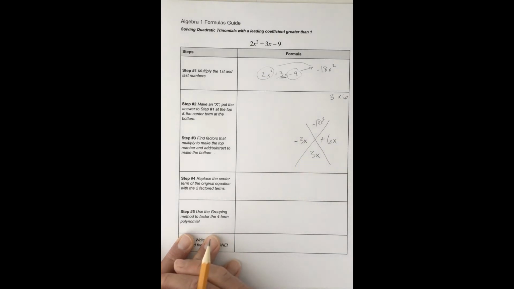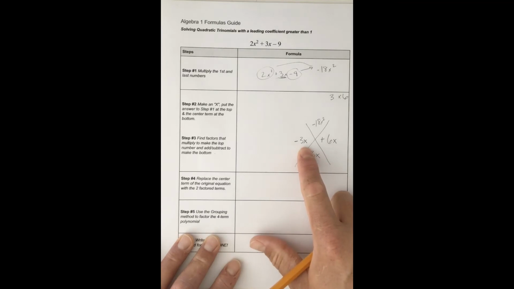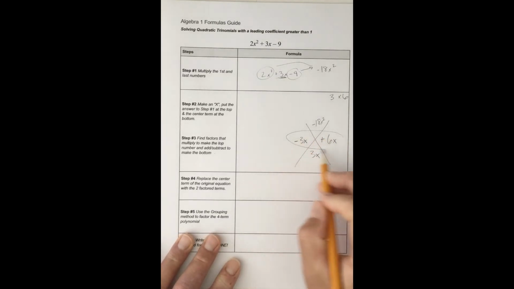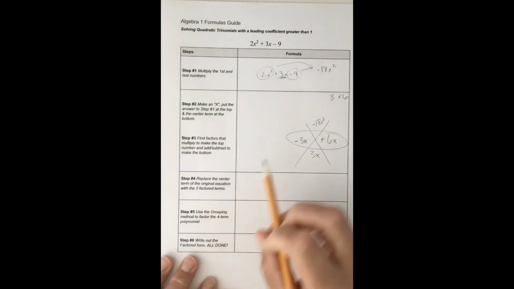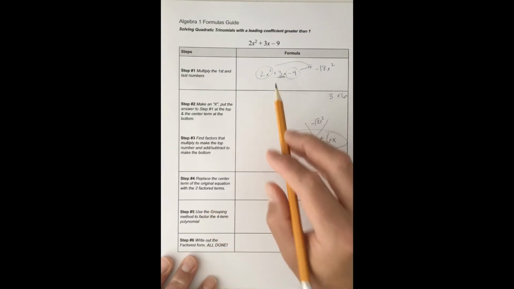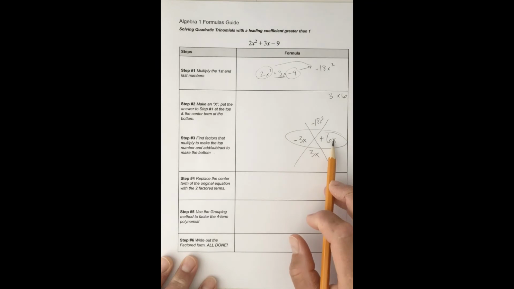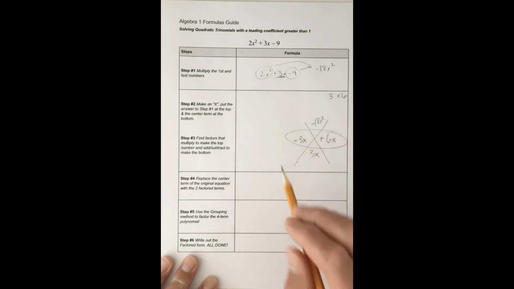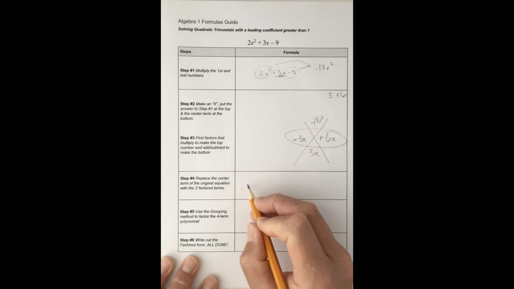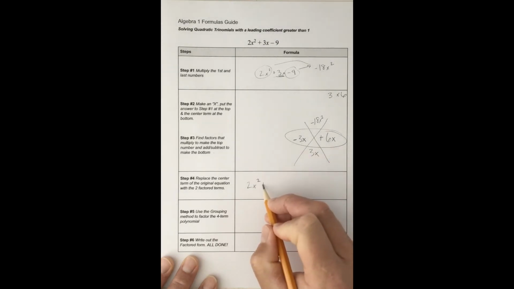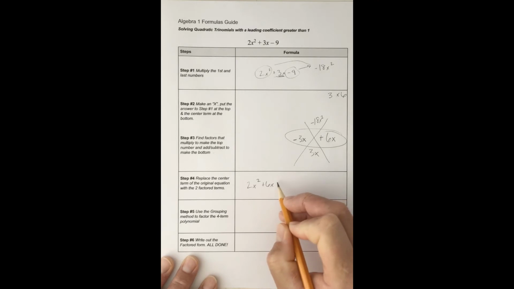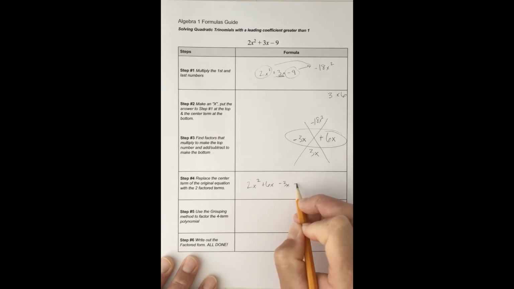Okay. So now that we found the factors, step 4 is we replace that center term of the original equation, which is a 3x, by these two terms. So I'm going to plug them in. So I'm going to start rewriting from the very beginning, 2x squared. I'm going to put the 6 here. I'm going to put the negative 3 next, and negative 9.